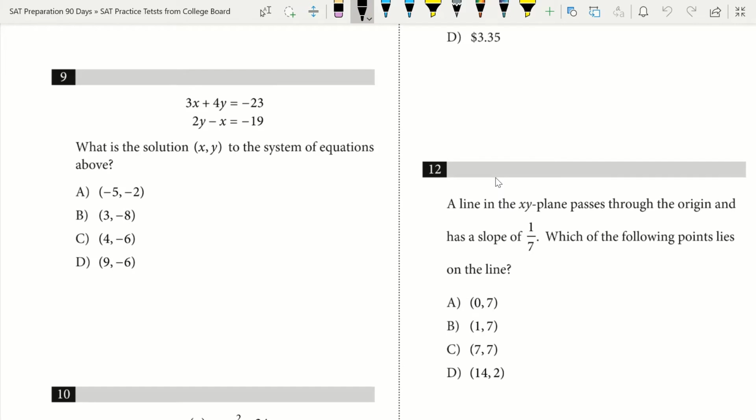All right, so right off the bat, I see I have a column of equations, which means I'm probably going to be using addition or subtraction to get rid of a variable. I read my question. It says, what is the solution (x, y) to the system of equations above? Well, I notice that all of my x's are different. So I'm going to make sure I can get rid of my y in order to solve for my x right away and get my answer choice right away.